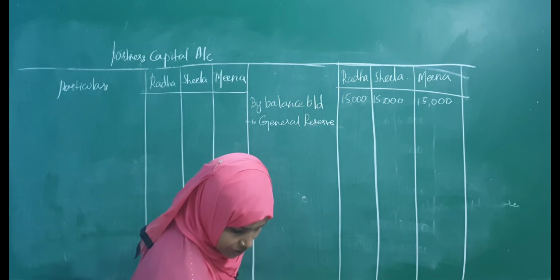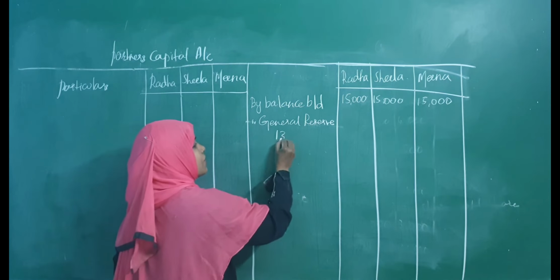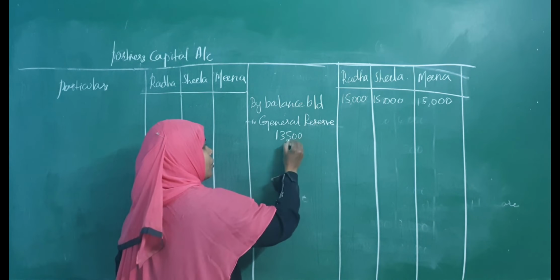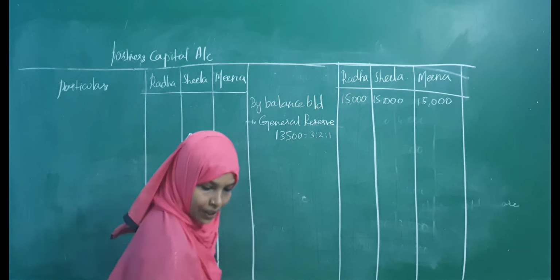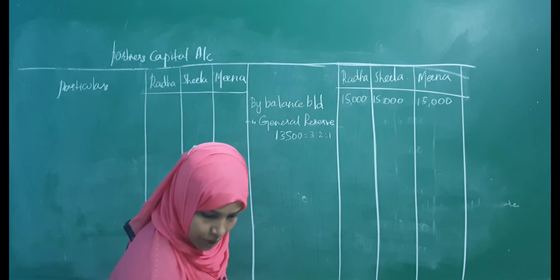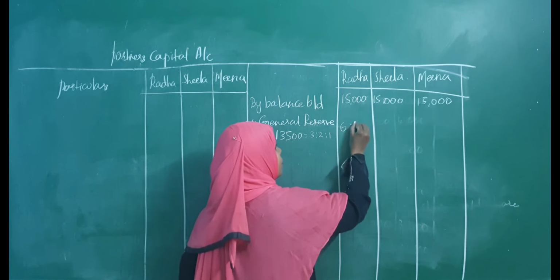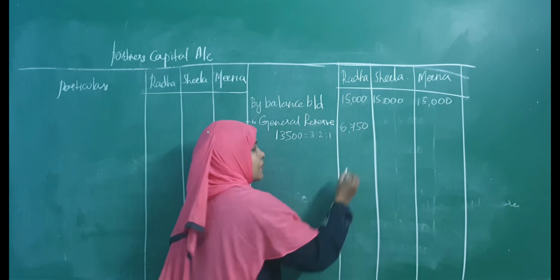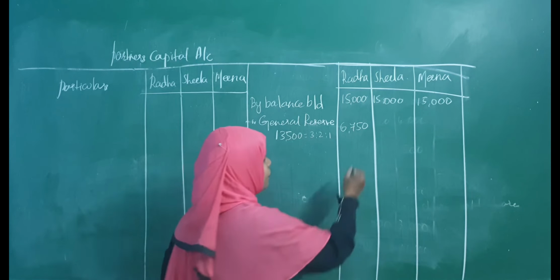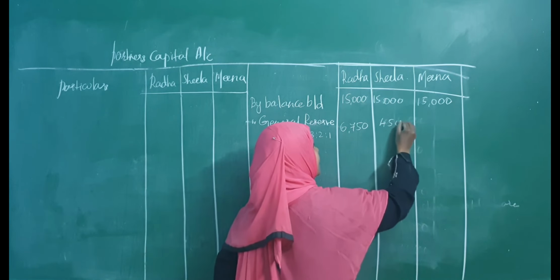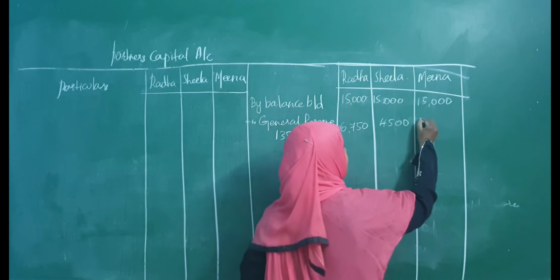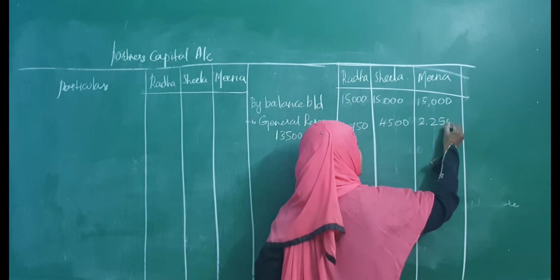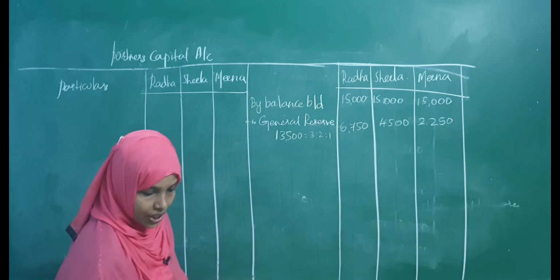Okay, how much is general reserve? They have given 13,500. You have to distribute in the ratio of 3:2:1. It comes to 6,750. Okay, then we have 4,500. Then we have 2,250. Fine, this is general reserve.